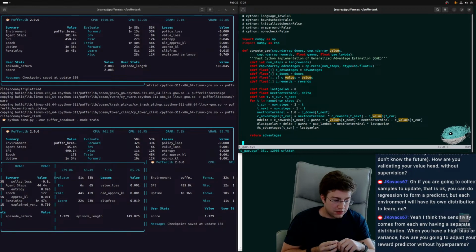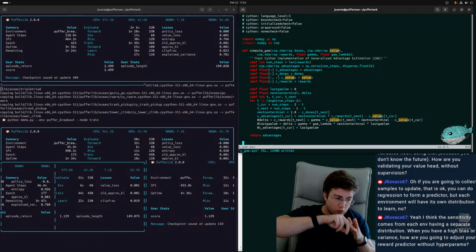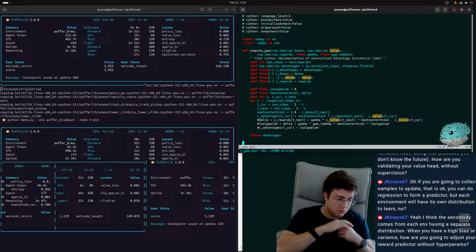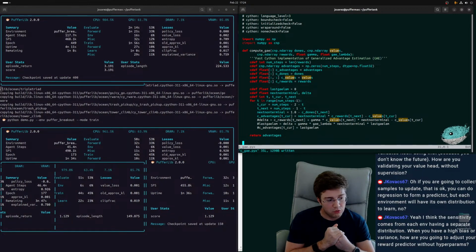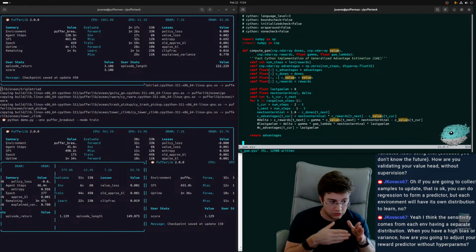Sensitivity comes from each environment having a separate distribution. How are you going to adjust your reward predictor without hyperparameters? Well, because it's predicting the reward at each step, right? It's not predicting returns. So at each step, your model is going to predict the reward at the next step, the reward at the second step, the third step, out to 32. Because right now what you do is you essentially predict a soft, exponentially decayed sum over those. So instead of predicting an exponentially decayed sum, you're just going to predict each one of them individually.